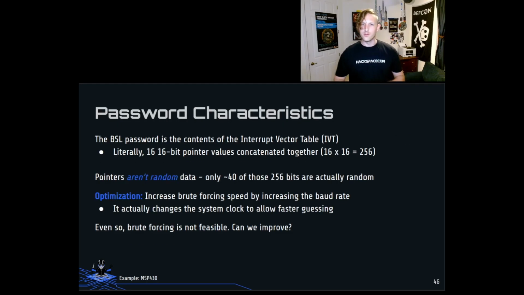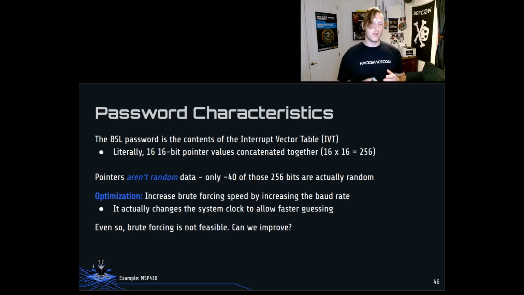We know people who use password123 and other weak passwords, but as you look at the BSL, it's not something that the end user even gets to pick. It is the literal contents of the interrupt vector table. So we're taking 16 different 16-bit pointer values and concatenating them together for a total of 256 bits. But if you're familiar with pointers, you'll probably realize that pointers aren't really good sources of random data. Only about 40 of those 256 bits are actually random. And so this introduces some optimizations.